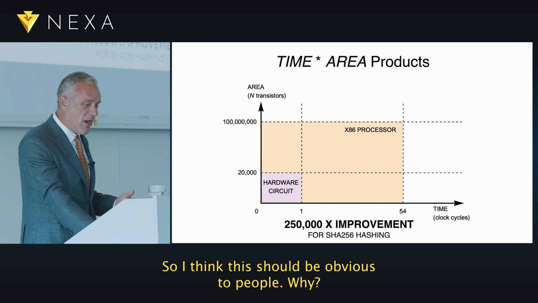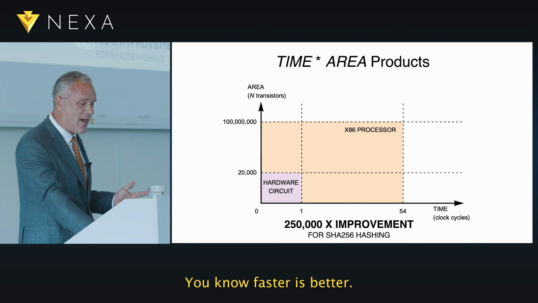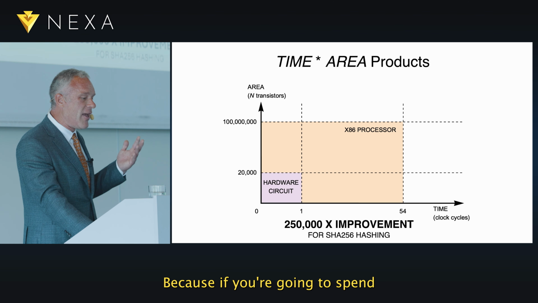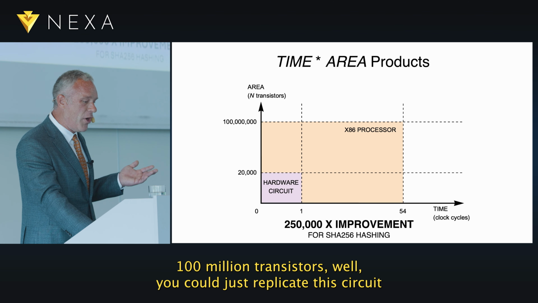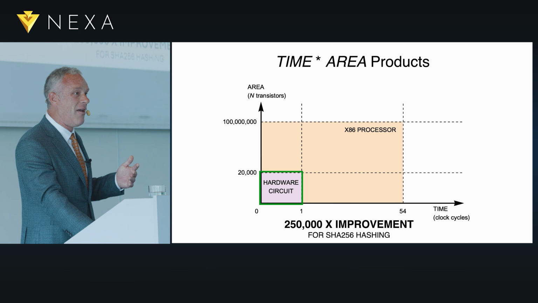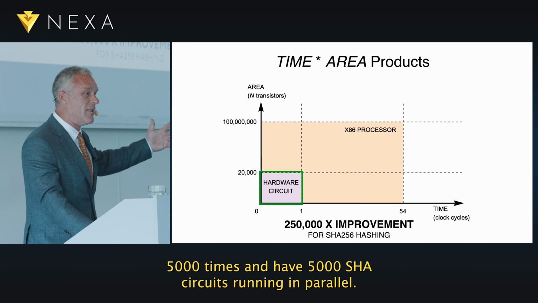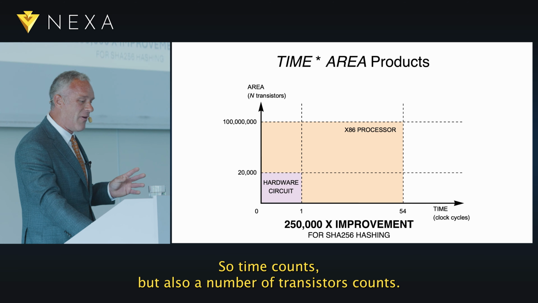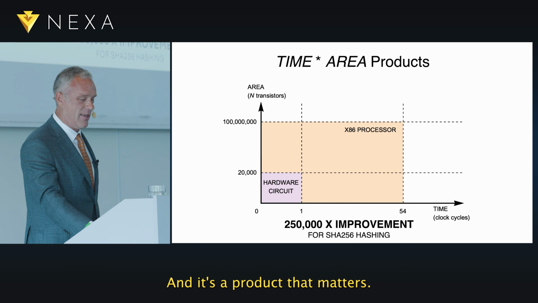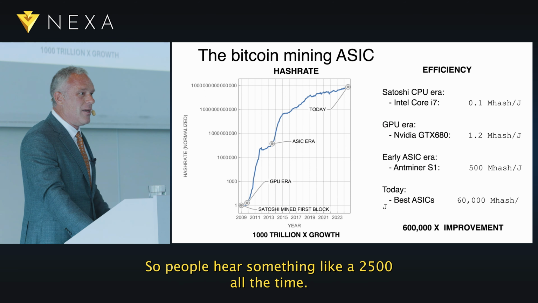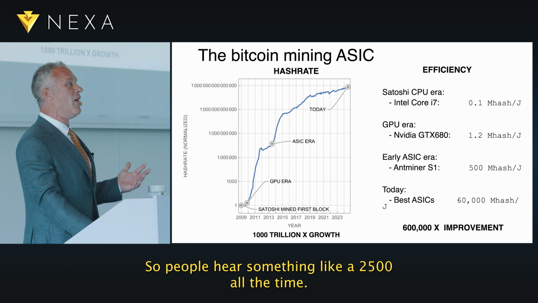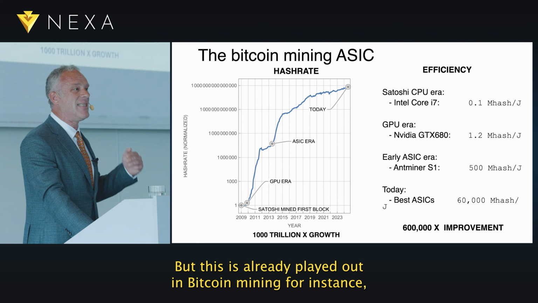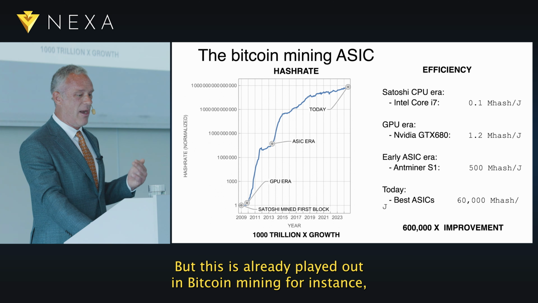So I think it should be obvious to people why faster is better, but why are fewer transistors better? Well, if you're going to spend 100 million transistors, you could just replicate this circuit 5,000 times and have 5,000 SHA circuits running in parallel. So time counts, but also number of transistors counts, and it's the product that matters. So people hear something like a 250,000 times improvement, and they think that's crazy. That doesn't make sense. But this has already played out in Bitcoin mining.